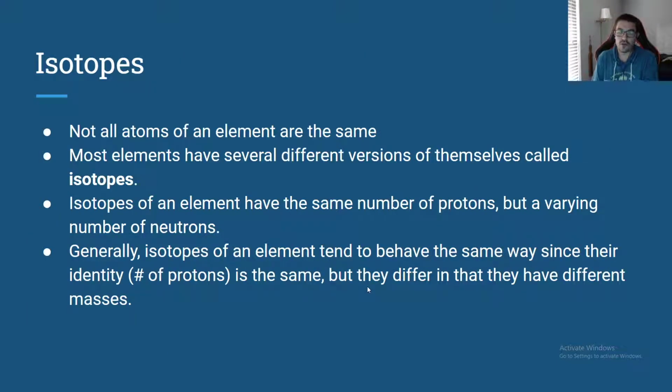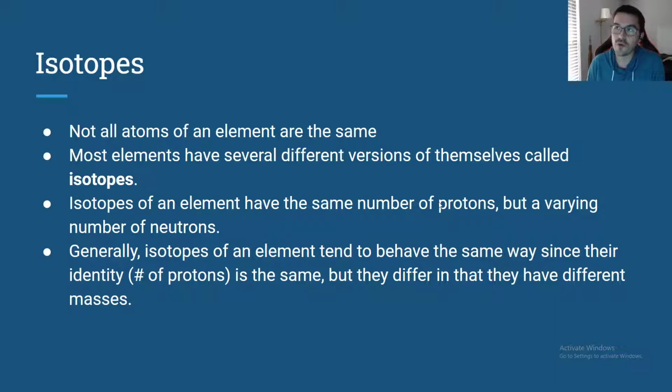All right, so I was just mentioning how some atoms of hydrogen have different masses, and that has to do with this phenomenon here, the presence of isotopes. Okay, not all atoms of an element are the same. Most elements, and when I say most, I mean virtually all elements have several different versions of themselves called isotopes. Some elements only have two different isotopes, two different versions of themselves, while some have very, very many, like double digits number of isotopes. Isotopes of an element have the same number of protons.